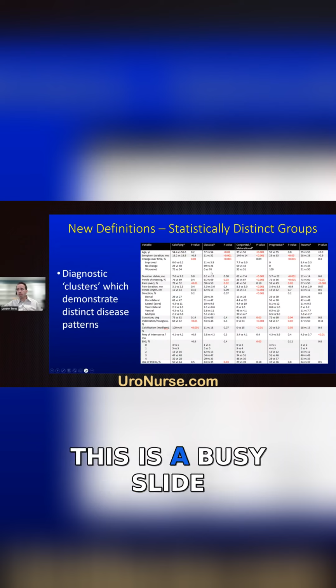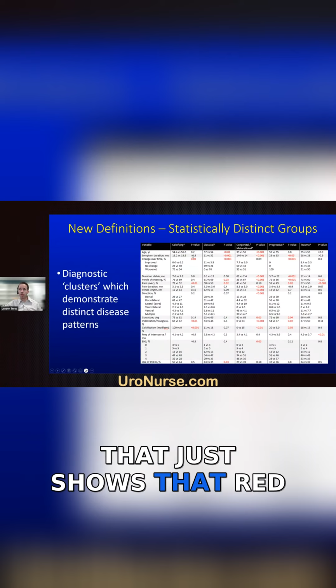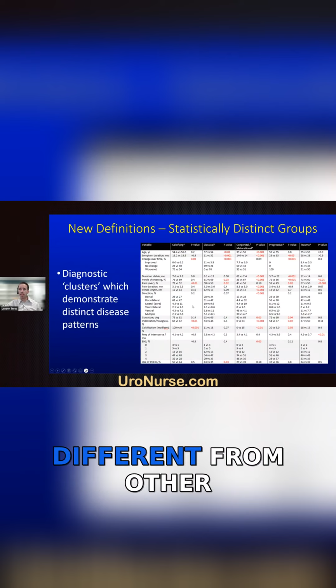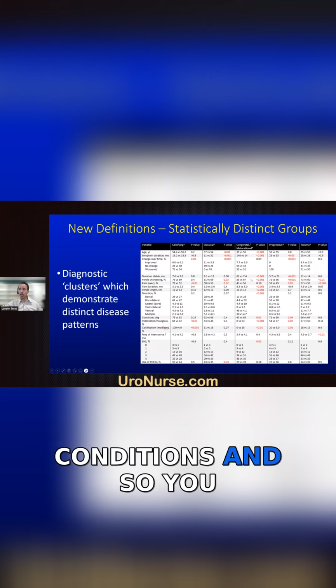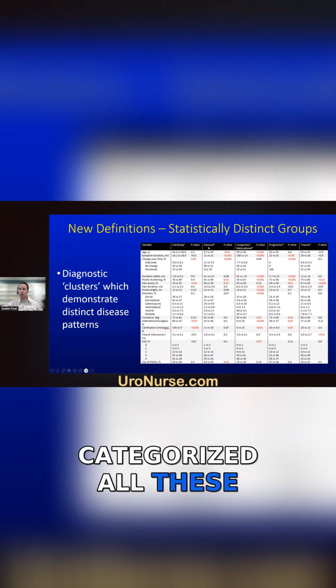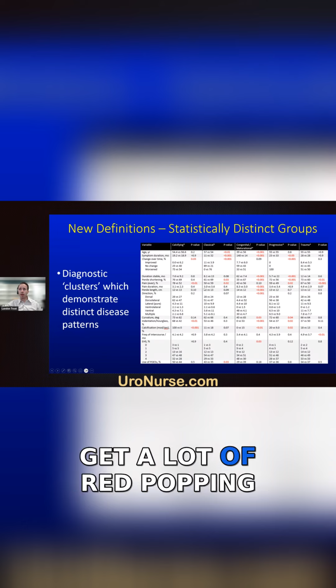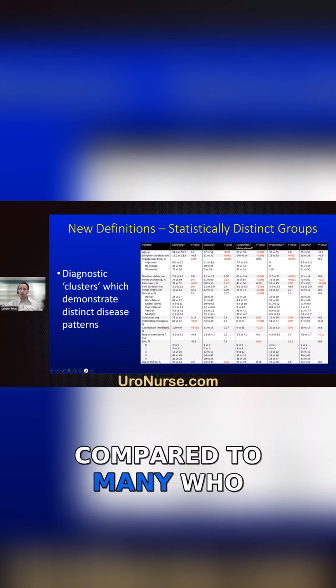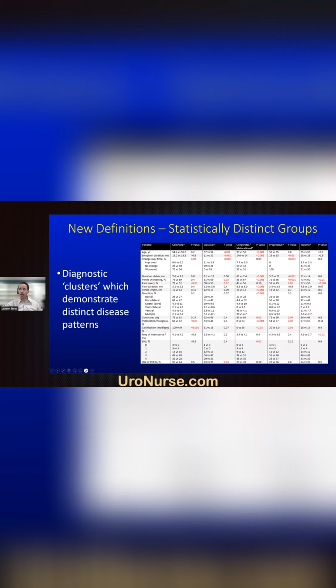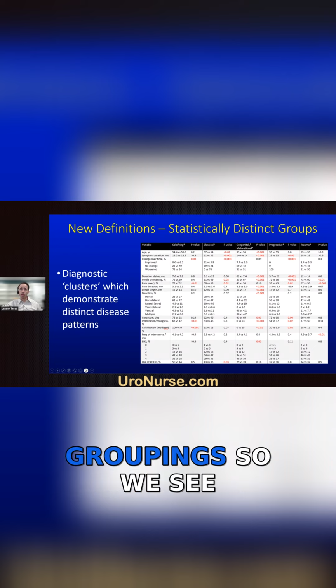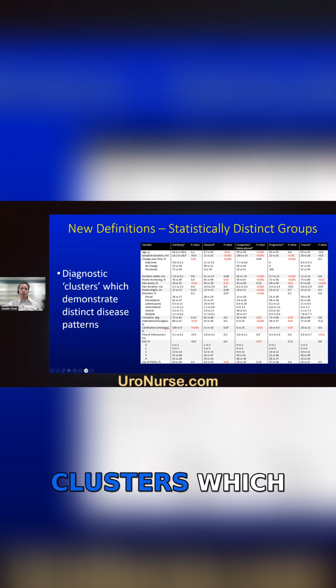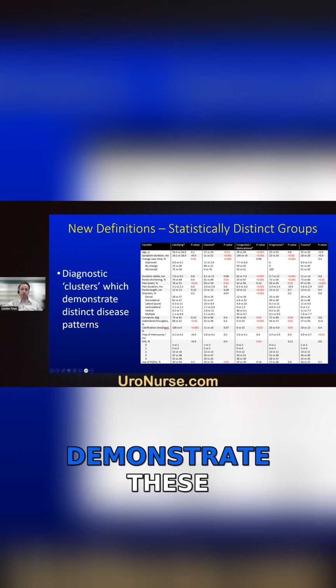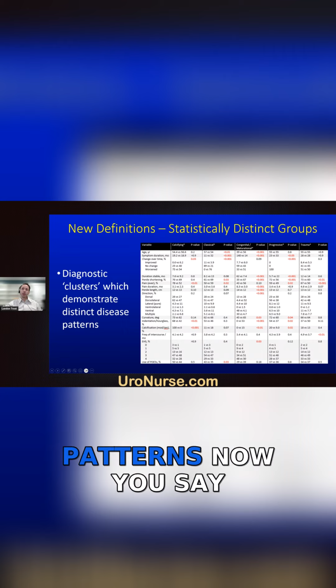Now, when you look, and this is a busy slide, red means that it's different from other conditions. And so you can see when we categorized all these different subtypes, you get a lot of red popping up here. So a lot of statistically significant differences compared to men who don't have that subtype. And it basically highlights that these are indeed distinctive groupings. So we see these kind of diagnostic clusters, which demonstrate these distinct disease patterns.